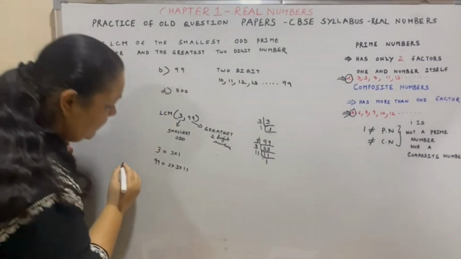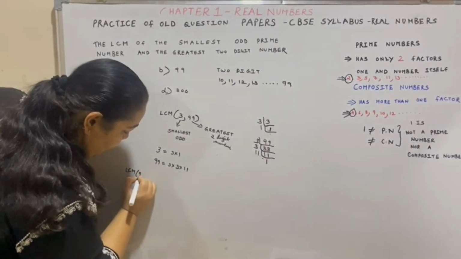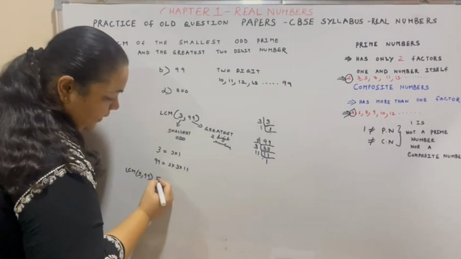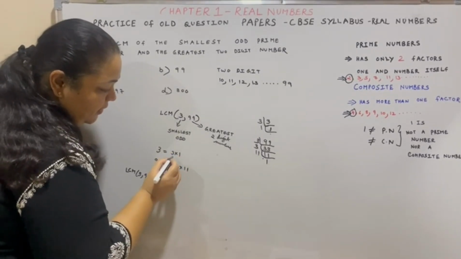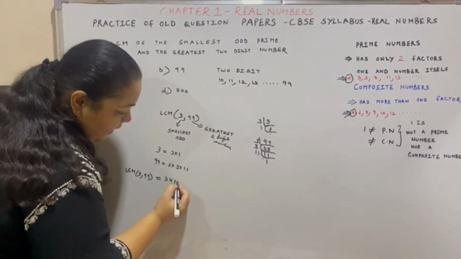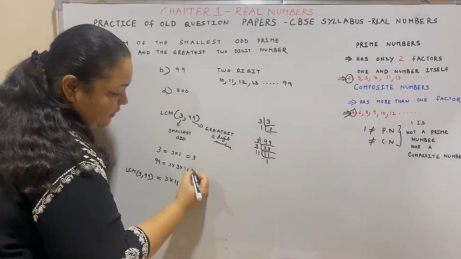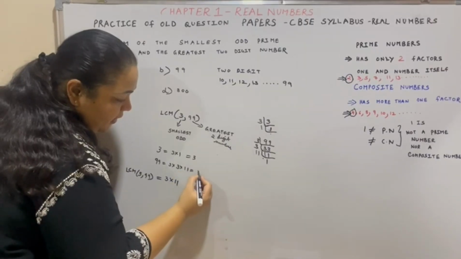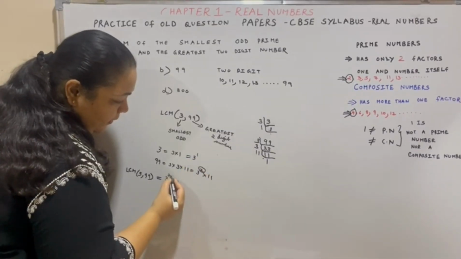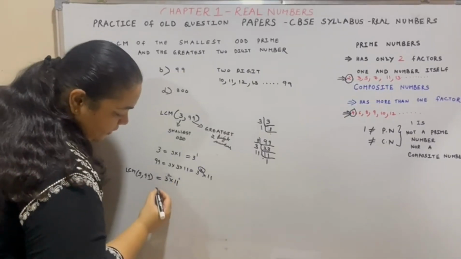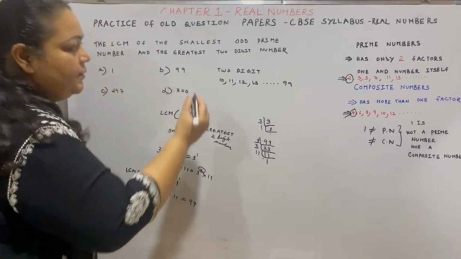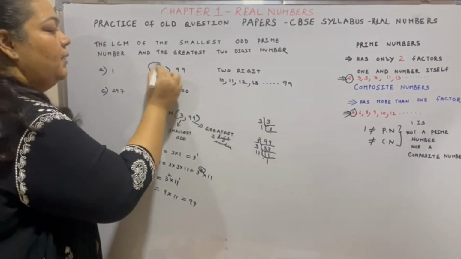Now, what is the LCM of 3 and 99? What do you have to write first? Write all the individual numbers shown. Only 3 and 11 are shown. Then the highest power: for 3 it is 3 squared, so the highest power is 2, and for 11, 1 is the highest power. So the answer is 3 3s are 9 into 11, which is 99. So B is the right answer. 99 is the right answer.